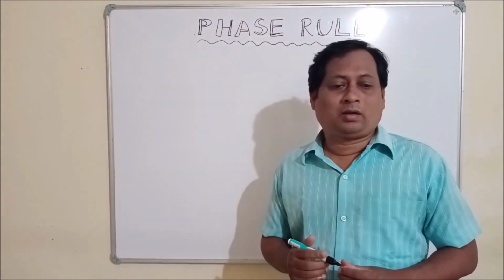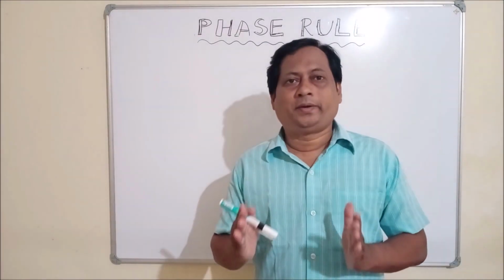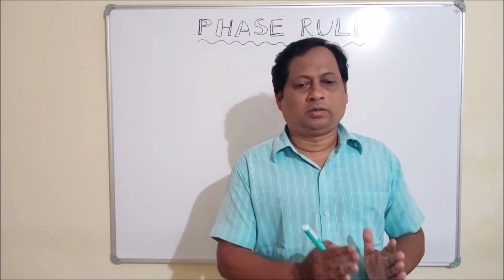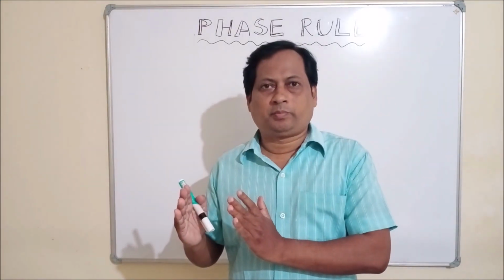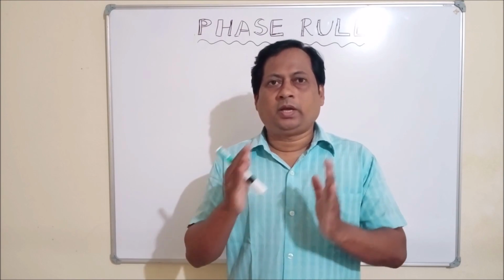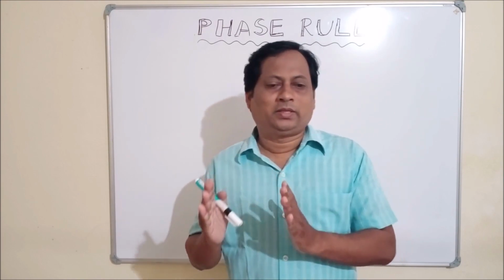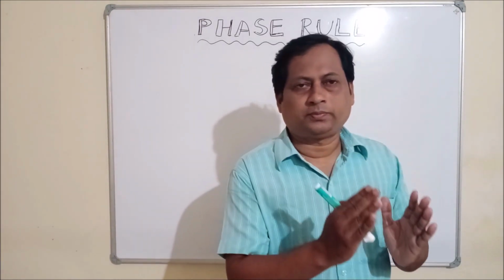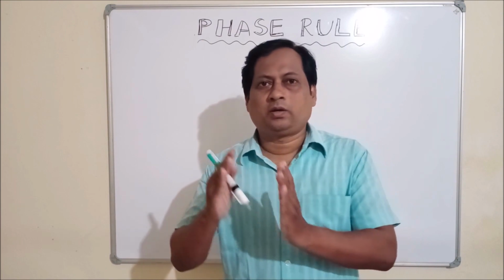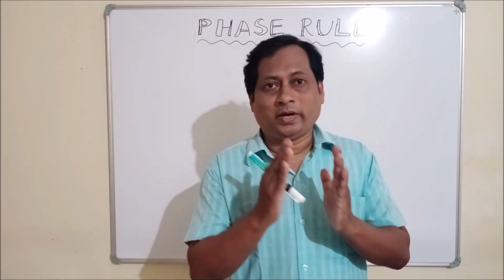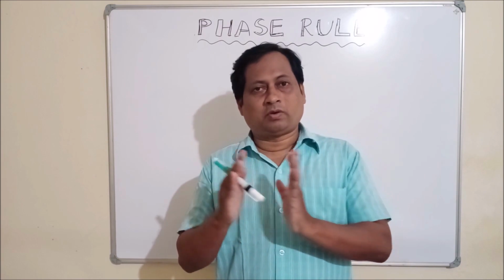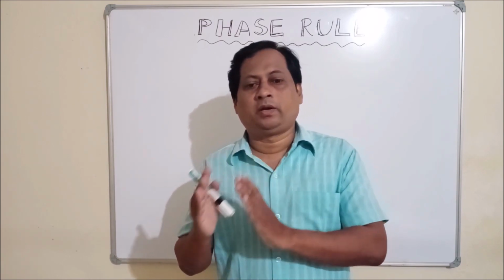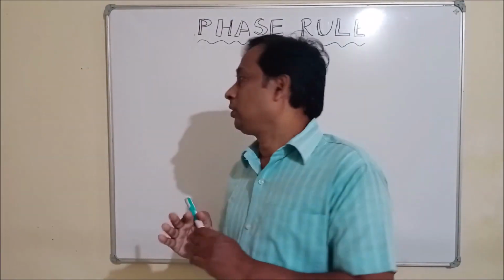So, phase rule is a relation between the number of phases, number of components, and the number of variable parameters present in a system, in a heterogeneous system. Okay, so it is a relation between the number of components, number of phases, and number of variable parameters in a heterogeneous system. So this was given by Gibbs, Willard Gibbs in 1876. Okay.